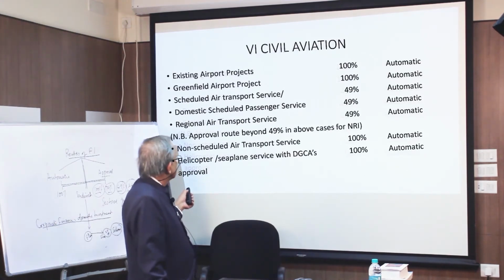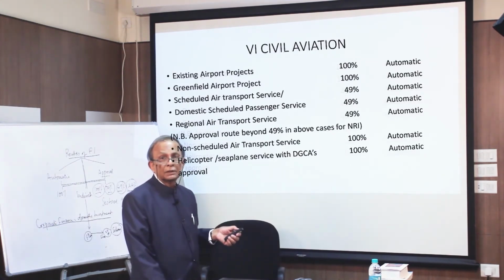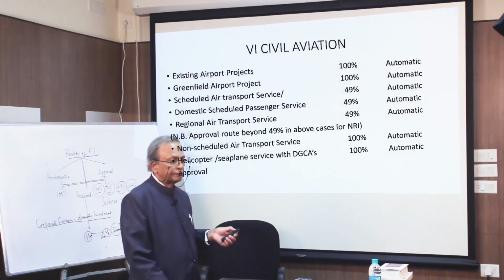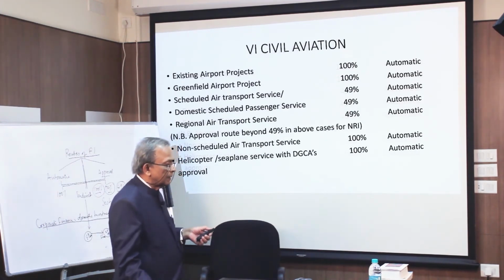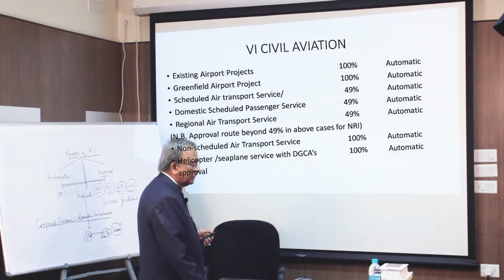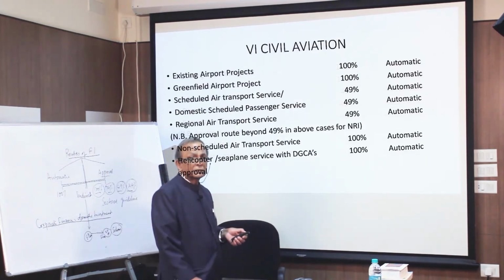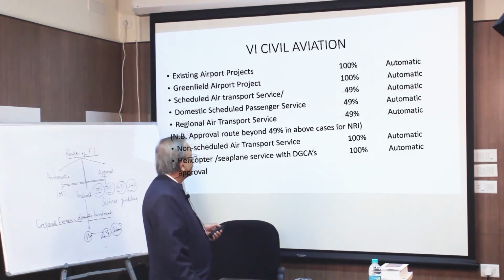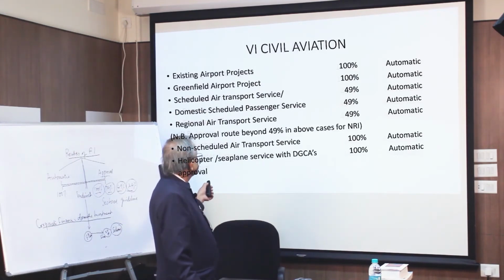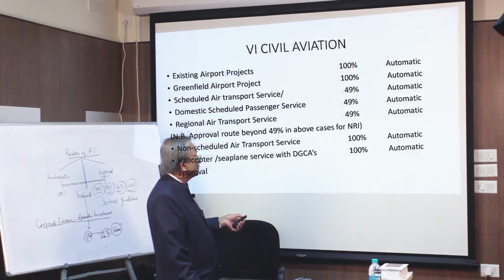Foreign funding is possible. For domestic scheduled passenger flights, at one point of time some economy airlines wanted foreign funding. So these are domestic scheduled passenger flights. Domestic scheduled passenger flights are 49% automatic route.